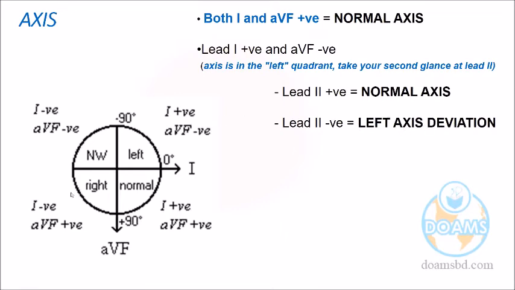Now come to the right axis deviation. Lead 1 is negative, AVF is positive: it will be right axis deviation. Lead 1 is negative, AVF also negative: it will be extreme right axis deviation, that means the northwestern territory. In each axis deviation, doctor, there is some underlying disease condition of the heart. So it is not the time to detail that.